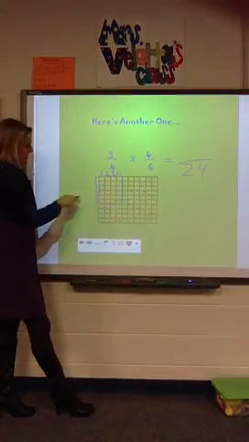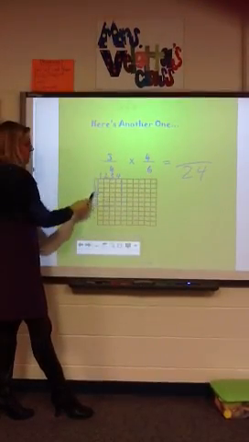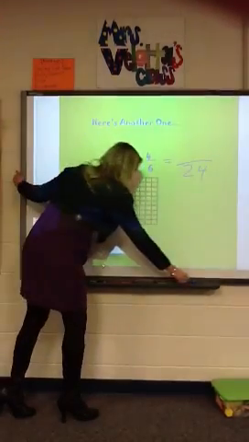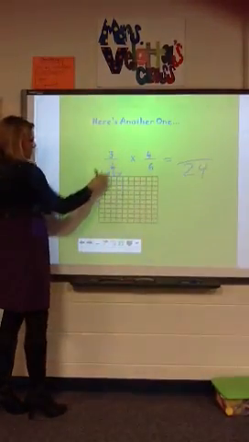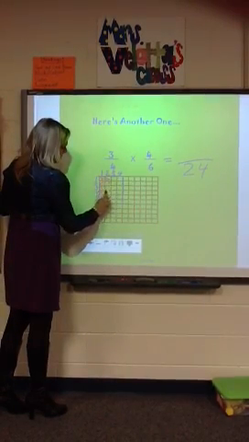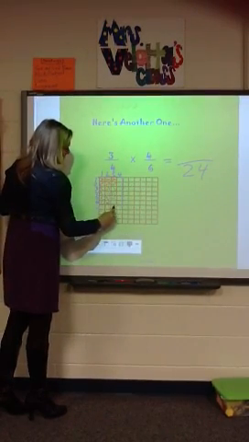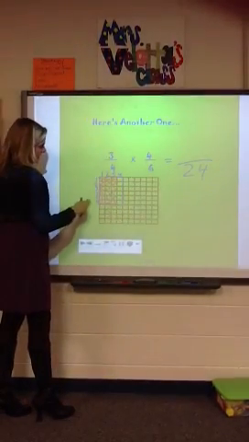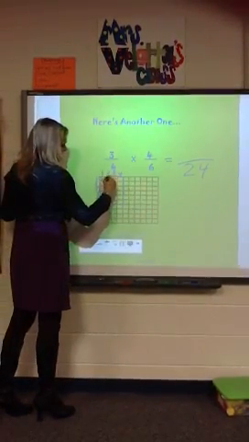So let's look and see what is filled in by both fractions when we fill in 3/4 and 4/6. I'm going to start with 3/4, so I'm going to fill in 1, 2, 3 sections. Then I'm going to go on to my 4/6, and I'm going to fill in 4 sections this way.